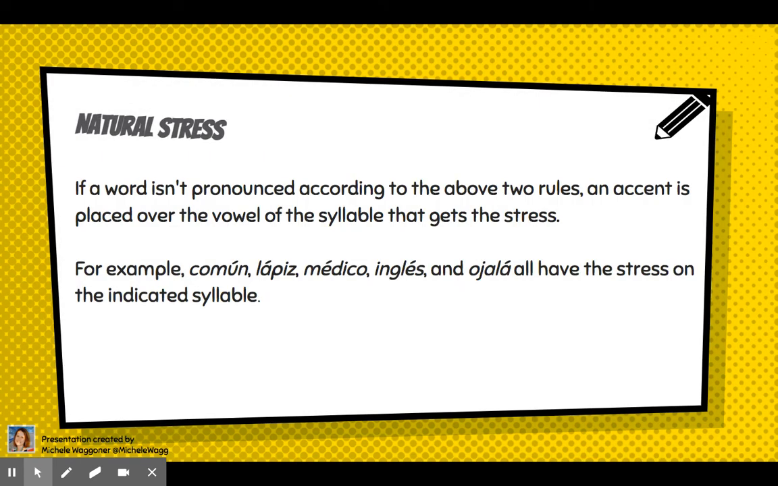Okay, guys, and then if a word isn't pronounced according to the above rules, an accent is placed over the vowel of the syllable that gets the stress, okay? So basically, if you have any word that has an accent, just go ahead and pronounce it where the accent is. So común, lápiz, médico, inglés, ojalá, okay? And I'll have the stress on the indicated syllable. That's it.